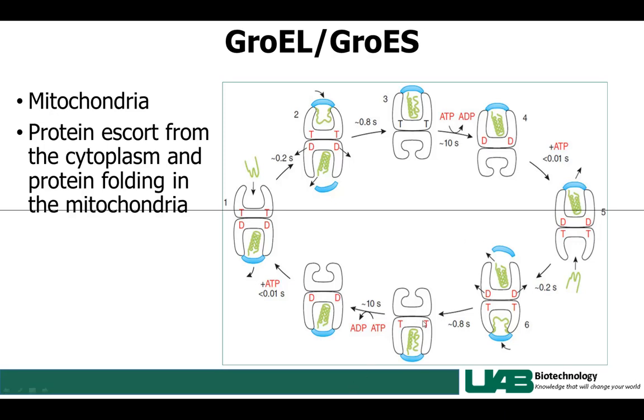Now you can see now we're focusing on the bottom. You have ATP bound to the bottom equatorial region, and you have with ATP hydrolysis, the protein folds into its three-dimensional shape right here. Okay? And with the addition of ATP to the top equatorial region, then the GroES lid comes off and the protein is expelled, and then the whole process starts again. This is the way that heat shock protein 60 assists in the folding of proteins in the mitochondria. And similar systems actually exist in the eukaryotic cytosol as well. So this is one way that heat shock protein 60 can participate in protein folding.